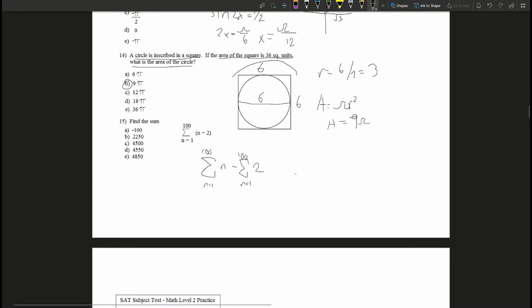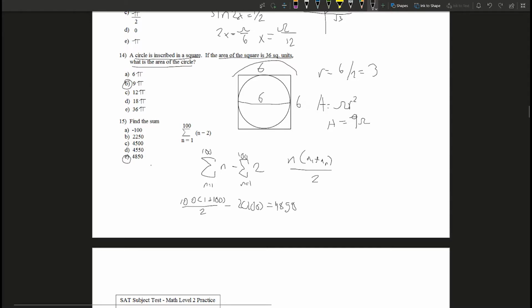So we want to remember that our sum formula is n multiplied by a1 plus an, divided by 2. So then here our n is 100, our a1 is 1, and our an is 100. So we're just going to divide all that by 2. So 100 multiplied by 1 plus 100 divided by 2, minus 2 multiplied by 100. And that's going to give us our answer of 4850, which is letter E right here.